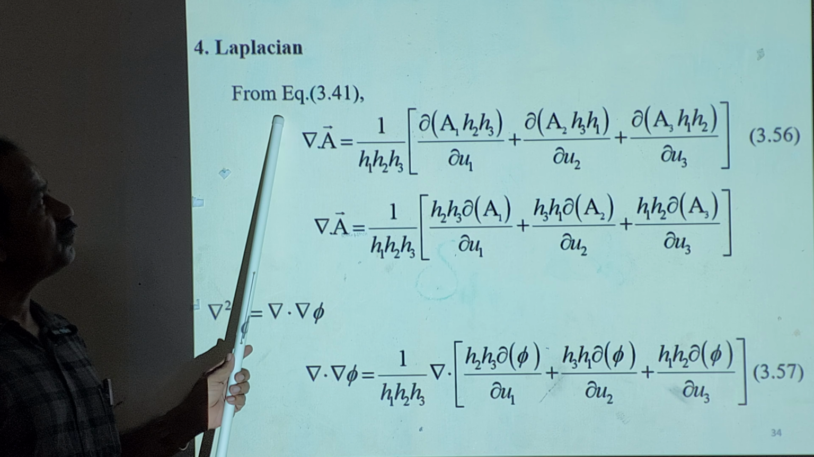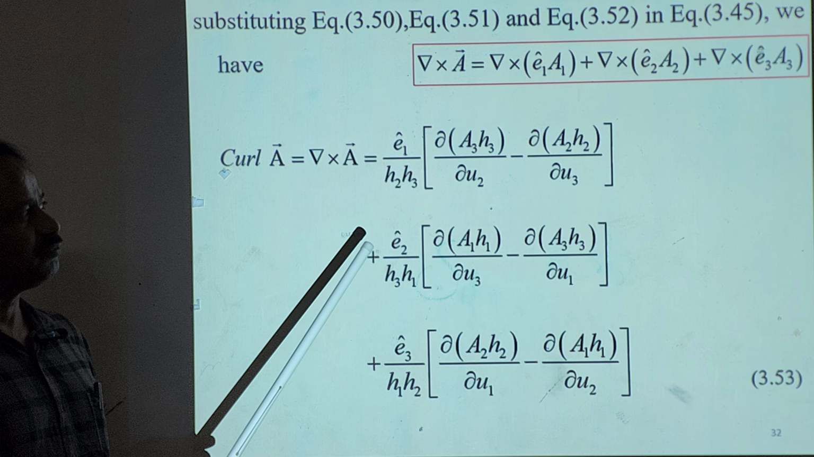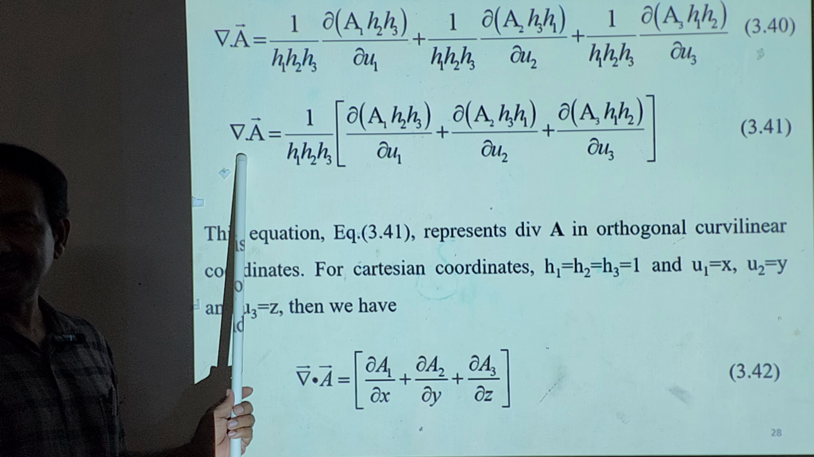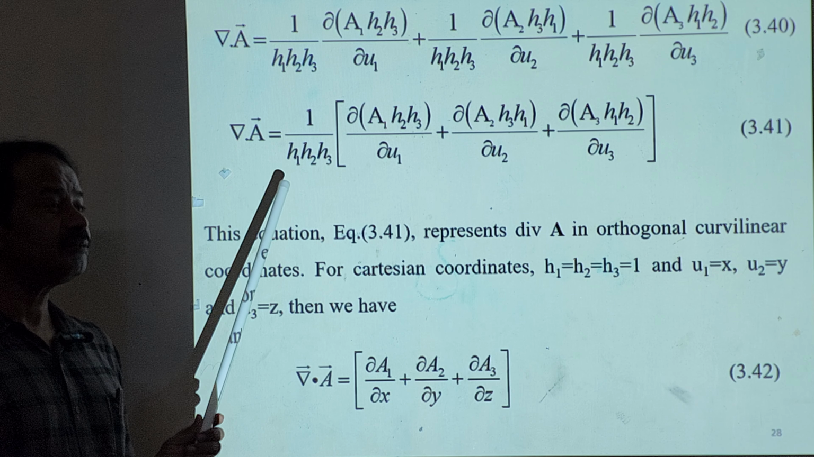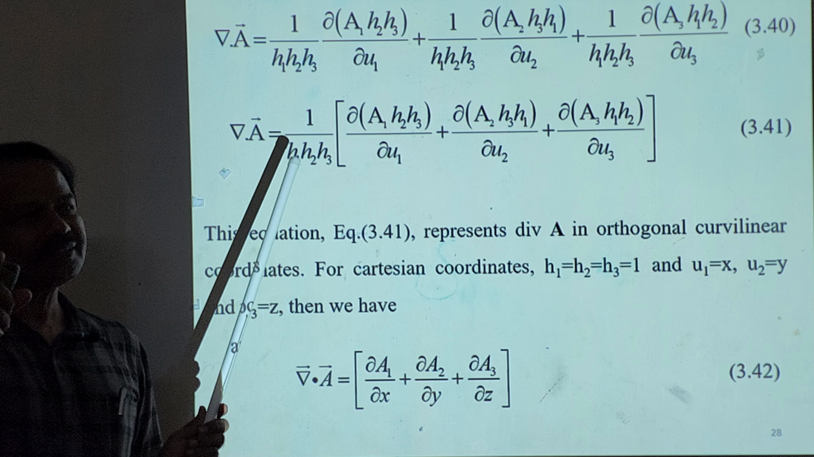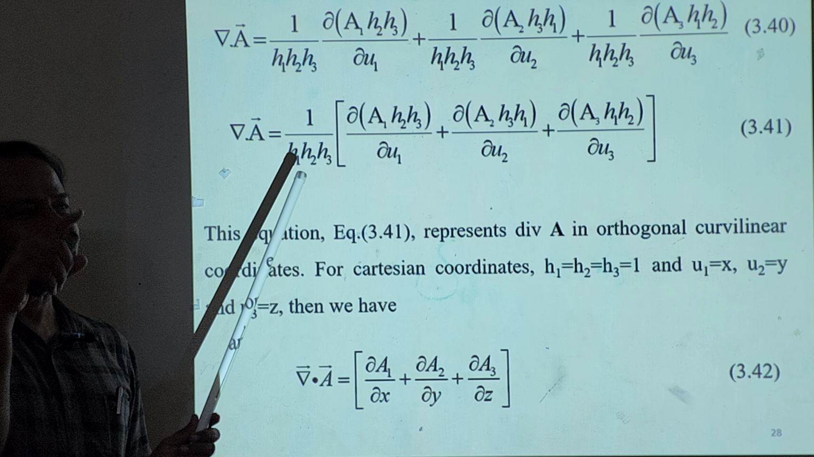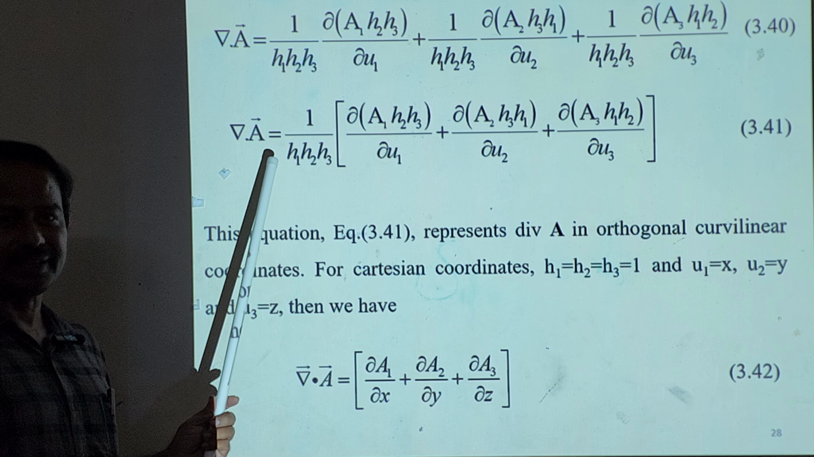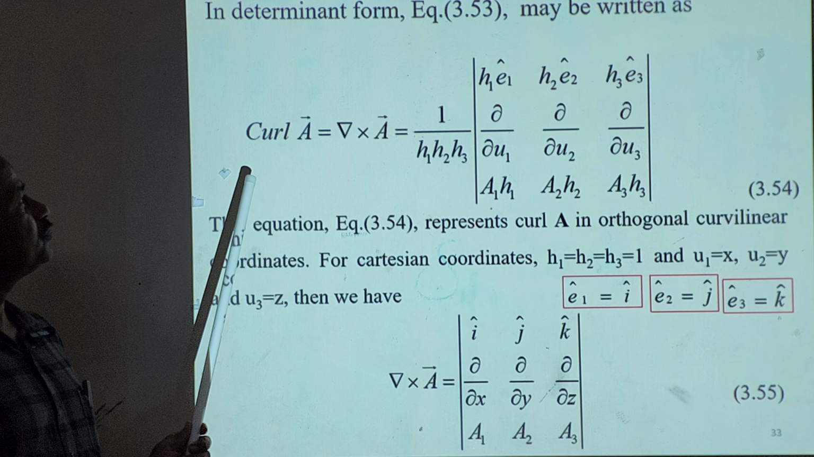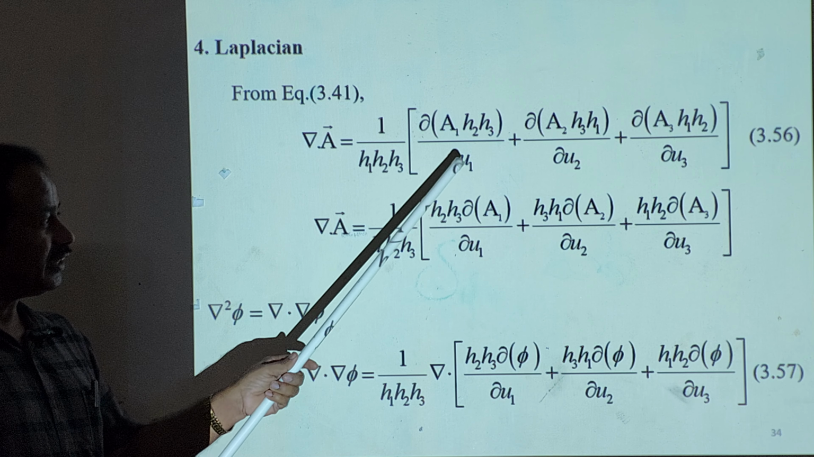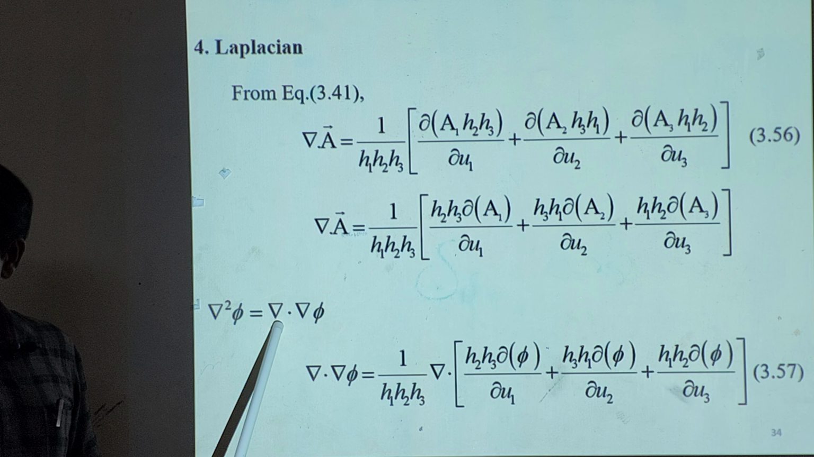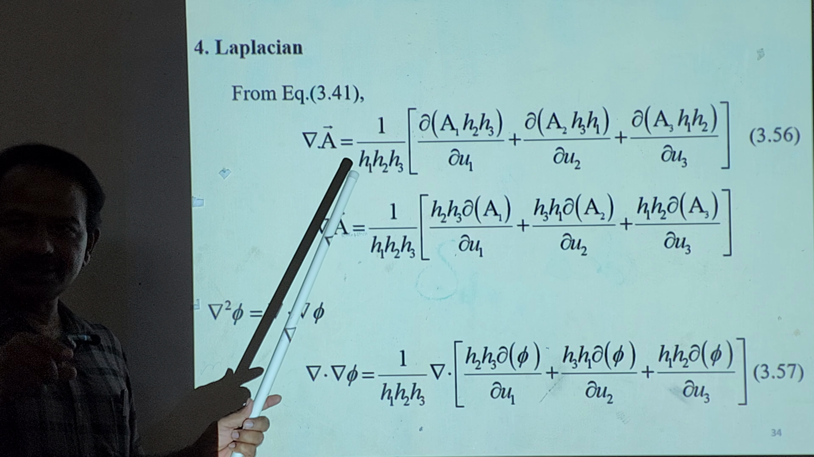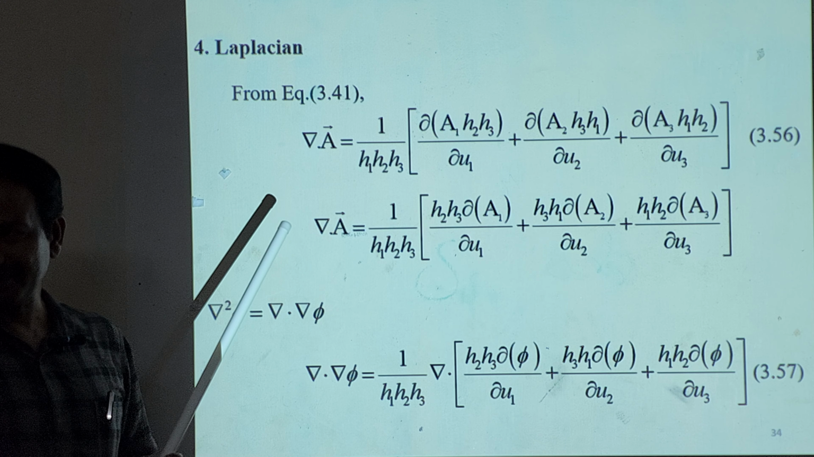So the Laplacian, from equation 3.41. Equation 3.41 is given by del dot A. What is del squared of A? Del dot del A. Del squared phi is nothing but del dot del phi. Similarly, we need only del squared A. Del dot A is known. Your del squared phi equals del dot del phi. So similarly, del dot del A will give you del squared A, which is nothing but the Laplacian.